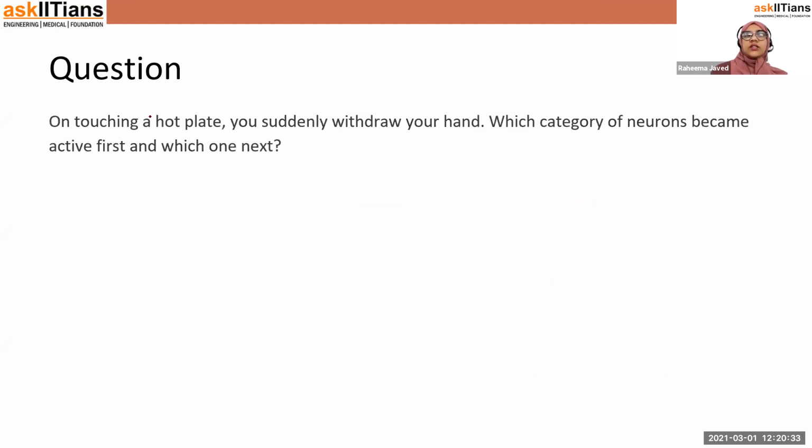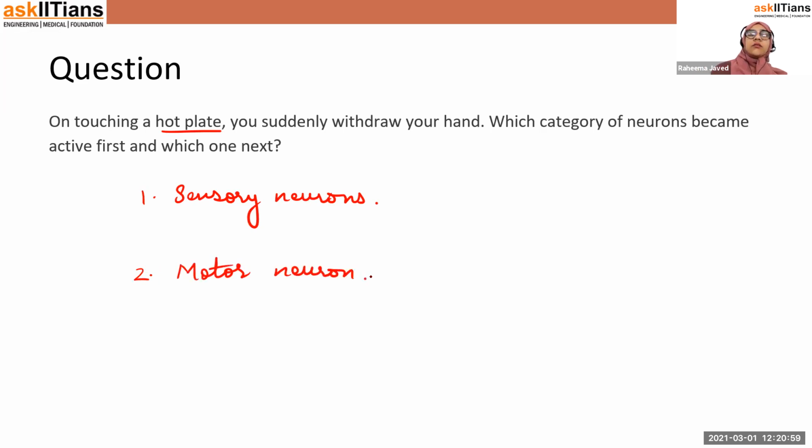Next question: on touching a hot plate, you suddenly withdraw your hand. Which category of neurons became active first? Which one next? The category of neurons that became active first are sensory neurons, because they are taking the signal that the plate is hot to the spinal cord first. Then the response from the spinal cord comes via the motor neuron to the effector muscle or a gland.